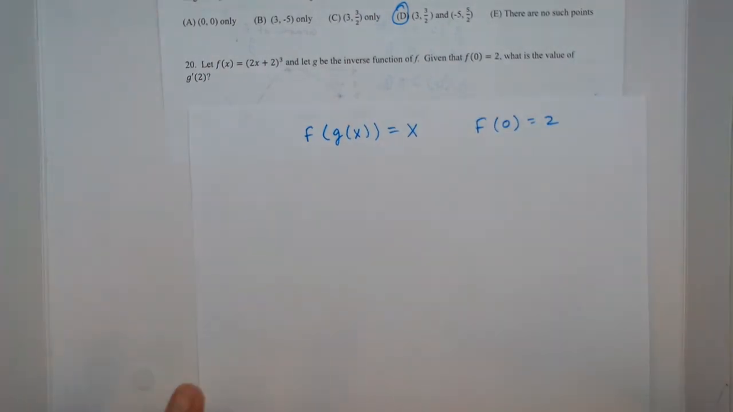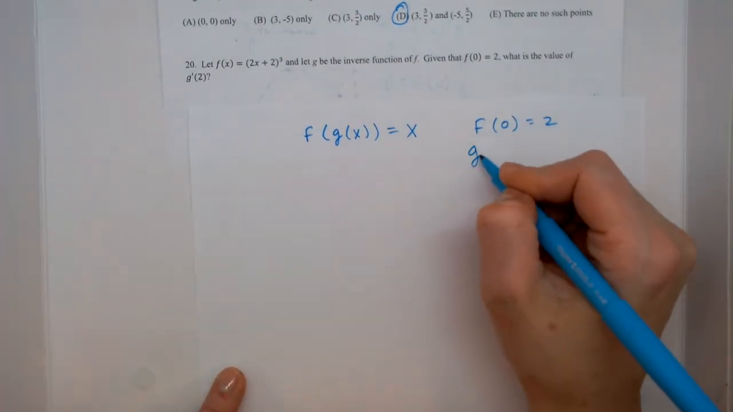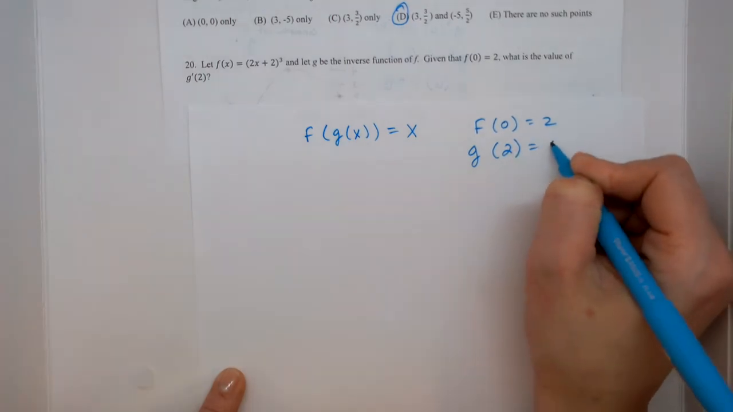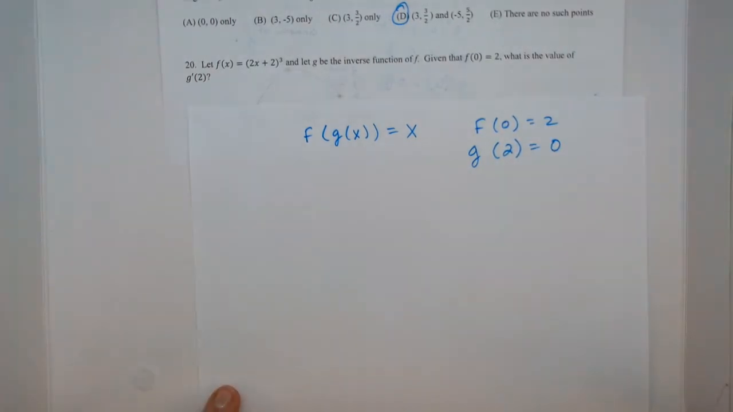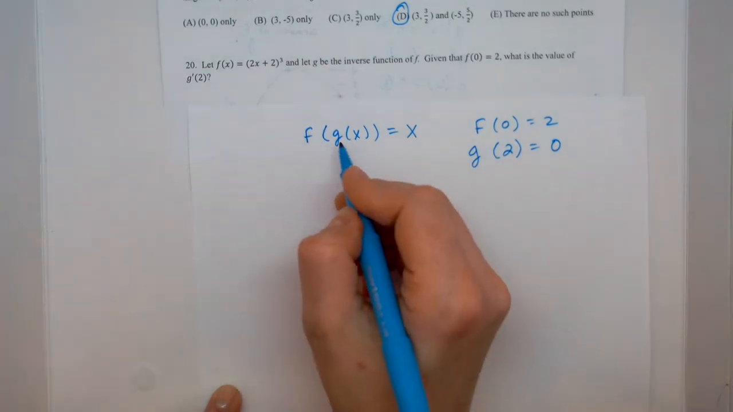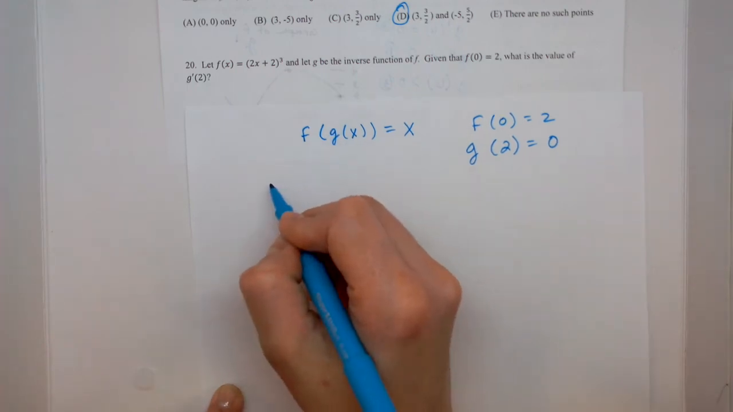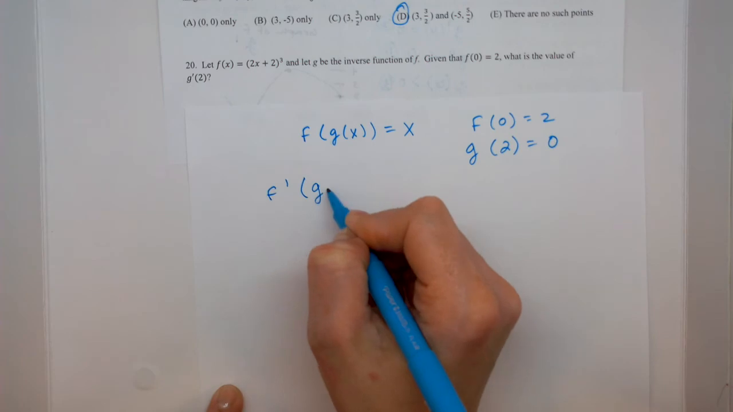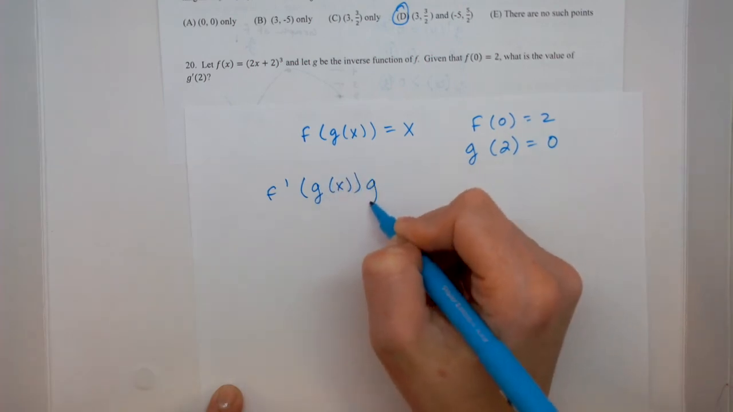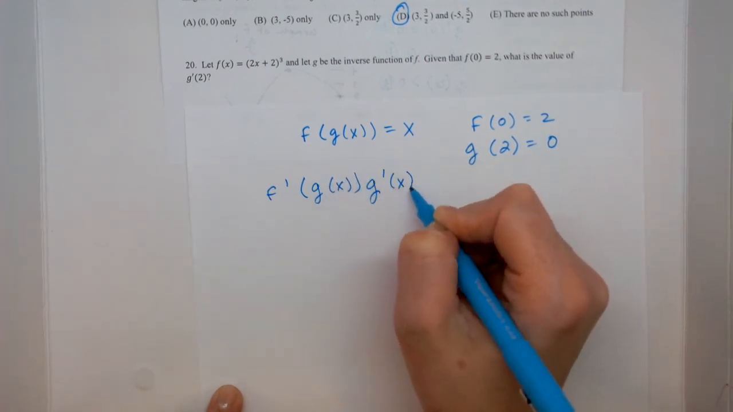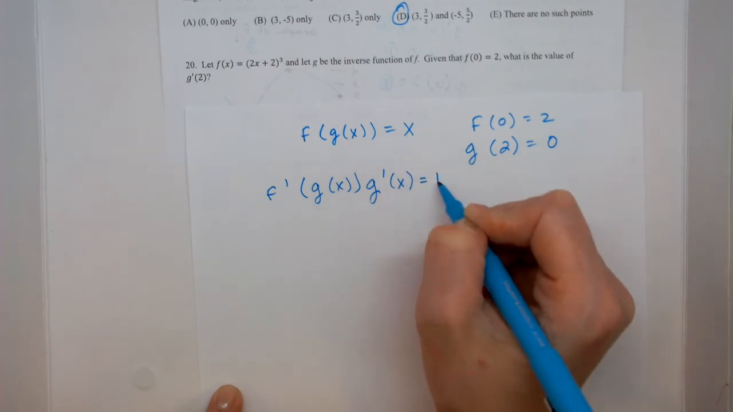Well, remember that inverse functions mean you switch x and y. So g of 2 is equal to 0 if these two functions are inverses. Okay, we want to find g prime of 2. So let's start by differentiating this phrase here. So we would have the derivative of the outside, which is f prime of g of x, times the derivative of the inside, which is g prime of x, equals the derivative of x, which is 1.